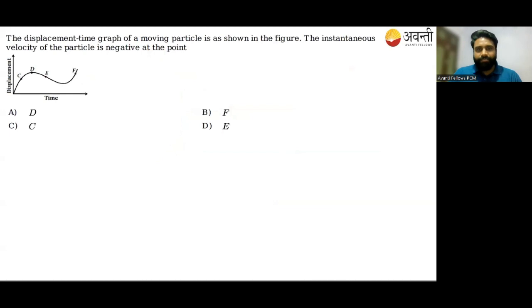So here is the very first question on your screen. The displacement time graph of a moving particle is as shown in figure. The instantaneous velocity of the particle is negative at the point. So in this question, we need to know the formula for instantaneous velocity. Instantaneous velocity is nothing but dx upon dt.